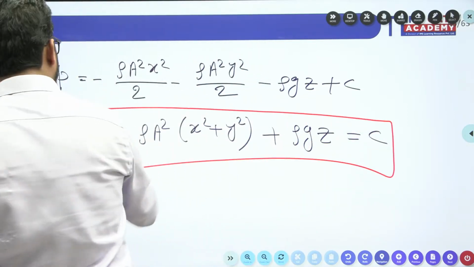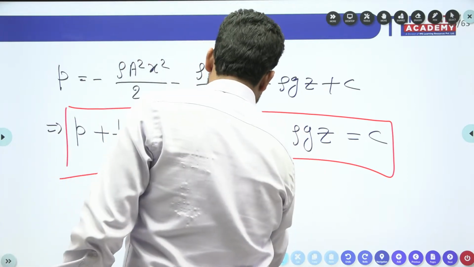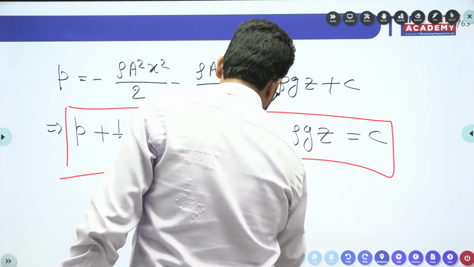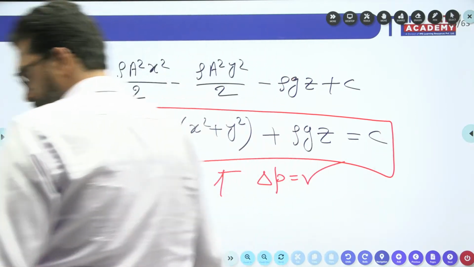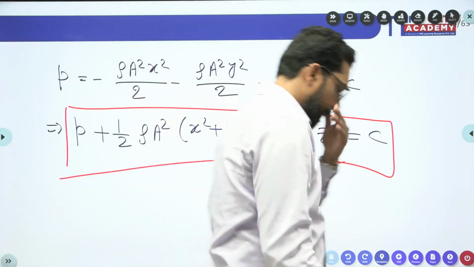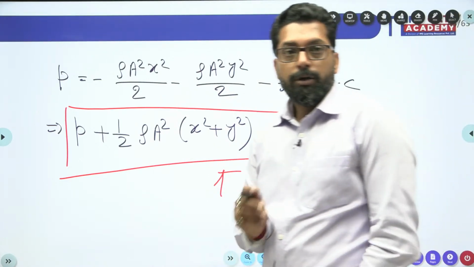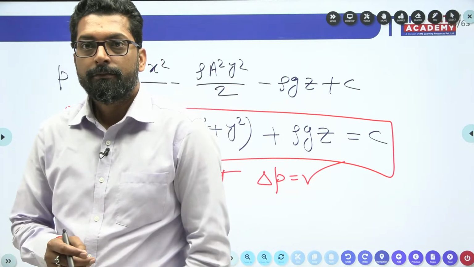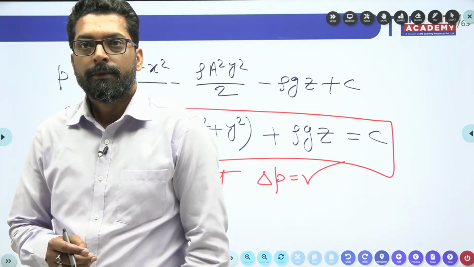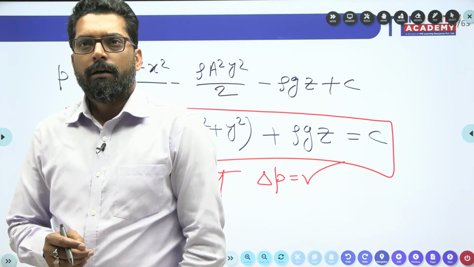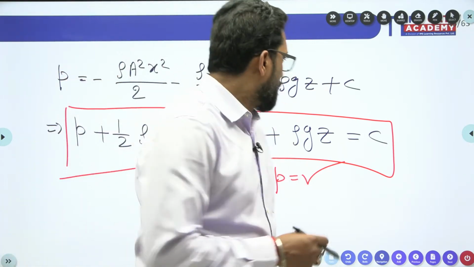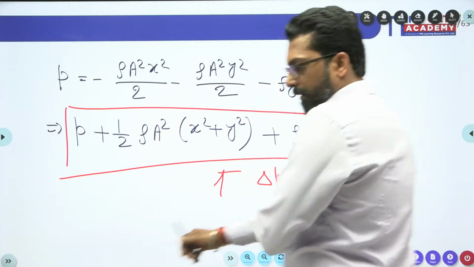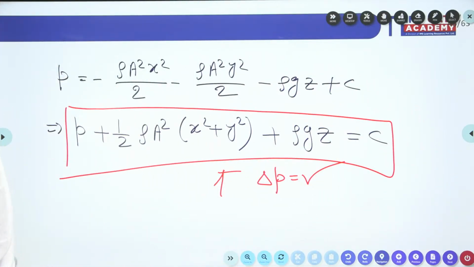Put two points P1 and P2, solve it, and you get delta P. No problem. Okay, beta, this is your today's session. We are not able to finish the total topic, but I will give you some insight into how to take the approach of fluid mechanics.